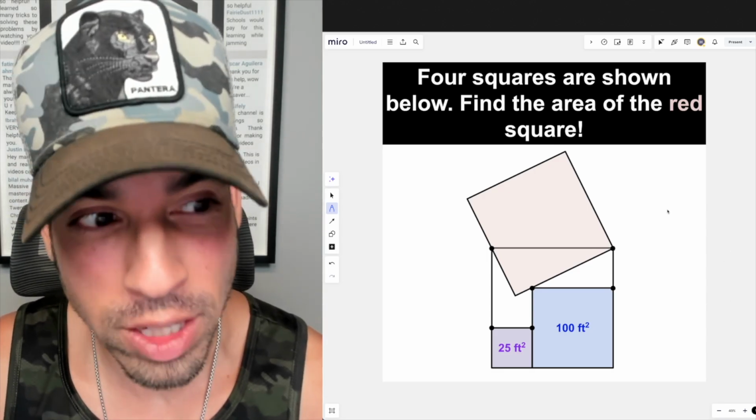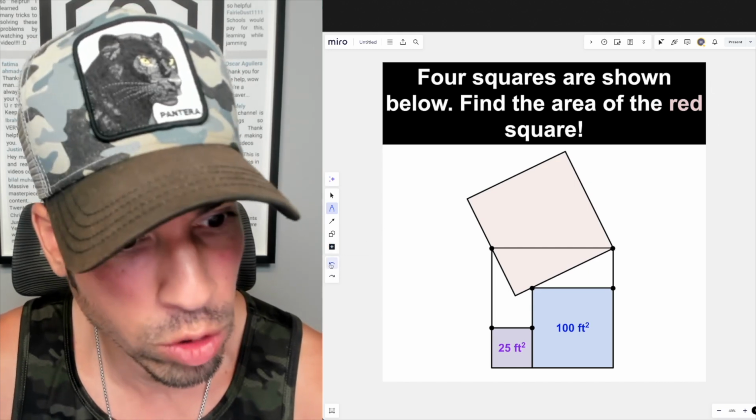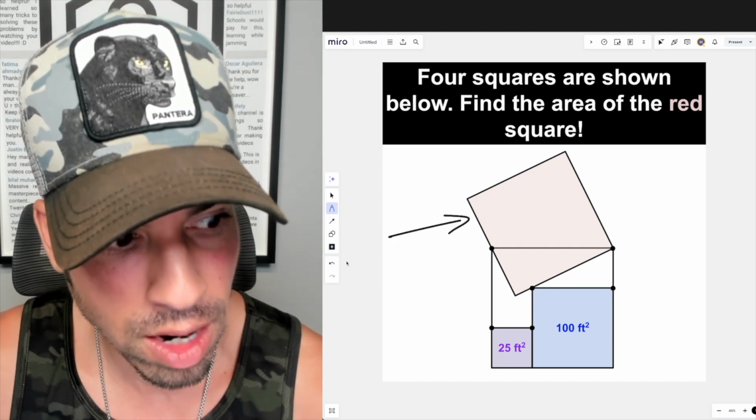In this one, the question is as follows. 4 squares are shown below. Find the area of the red square. Which one is the red square? That is this guy right here.